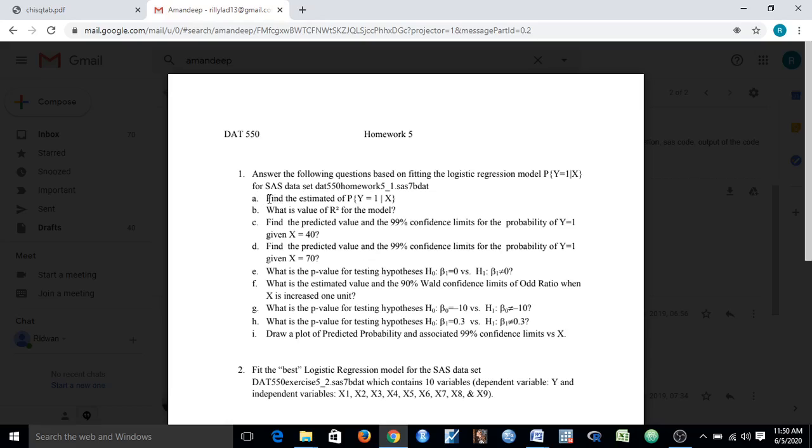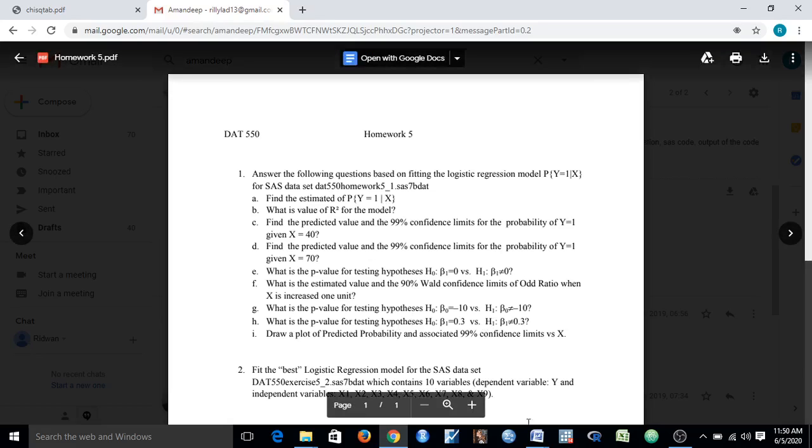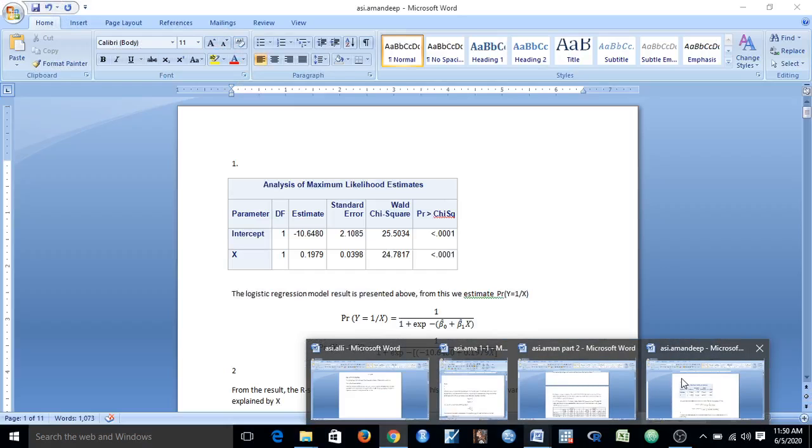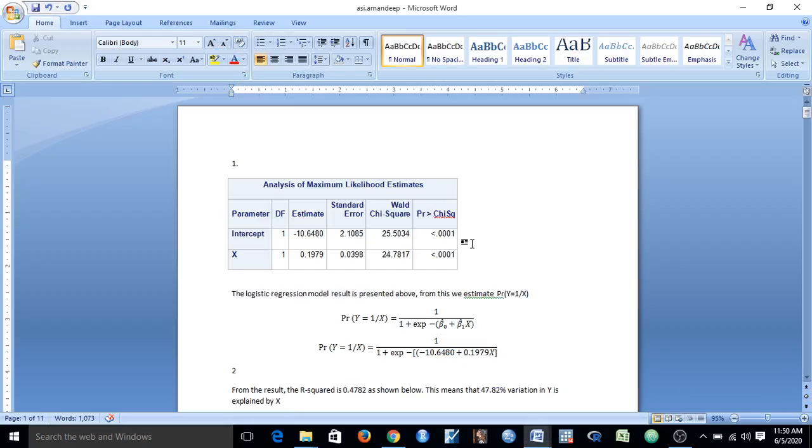So the first question is that find the estimate of the probability of y equals to 1 given x. So in order to do this, the first thing is to estimate your logistic regression model using SAS, and this is what we have done here. We can see that this is the intercept. The intercept estimate is minus 10.6480, while the independent variable is 0.1979. Then standard error this one.